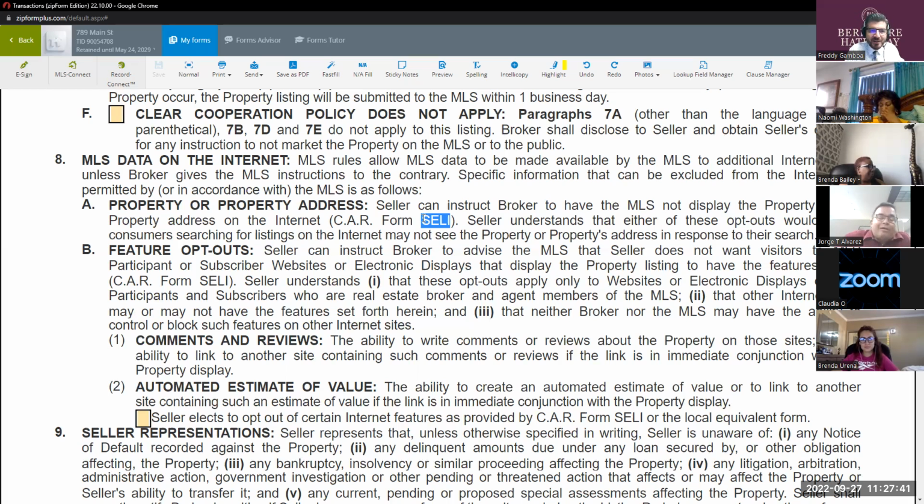So regardless, if they say no, we could definitely exclude their addresses from the MLS, including pictures, right? Now, keep in mind that pictures or even 3D virtual tours, sad to say, give a roadmap to the property. Now, why is that?